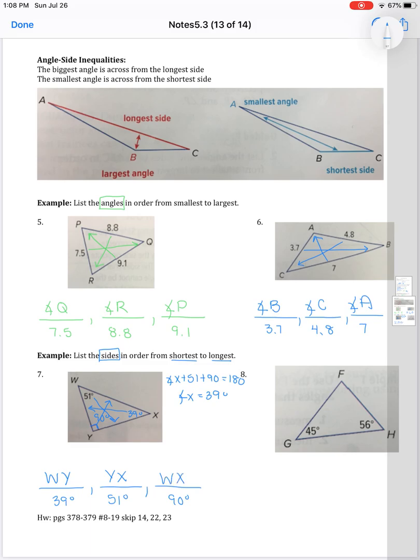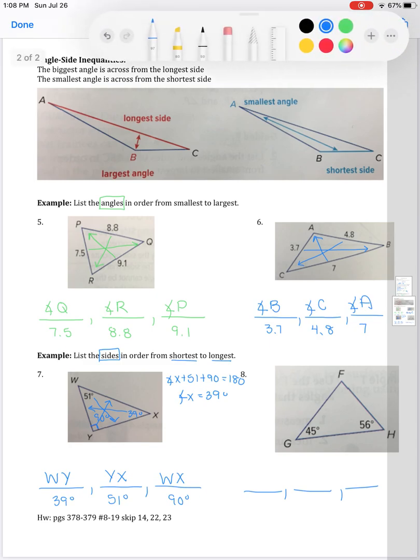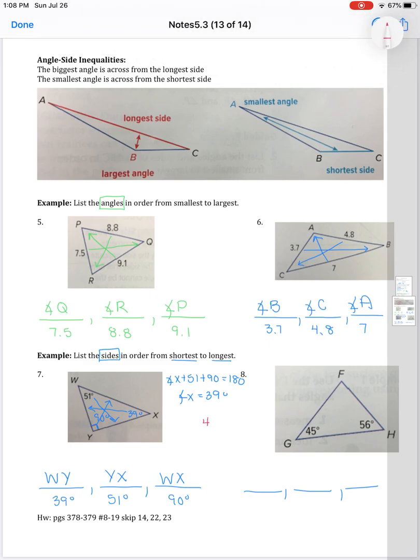So if we want our sides from shortest to longest, we want our angles in the same order. So we have 39 degrees, 51 degrees, and 90 degrees, smallest to largest. So now we're just going backwards. We're starting with the angles and we want the sides. So we go across from 39 and we get WY. We're going across from 51 and we get YX. We're going across from 90 and we get WX. And there's our order. All right, one more time here.